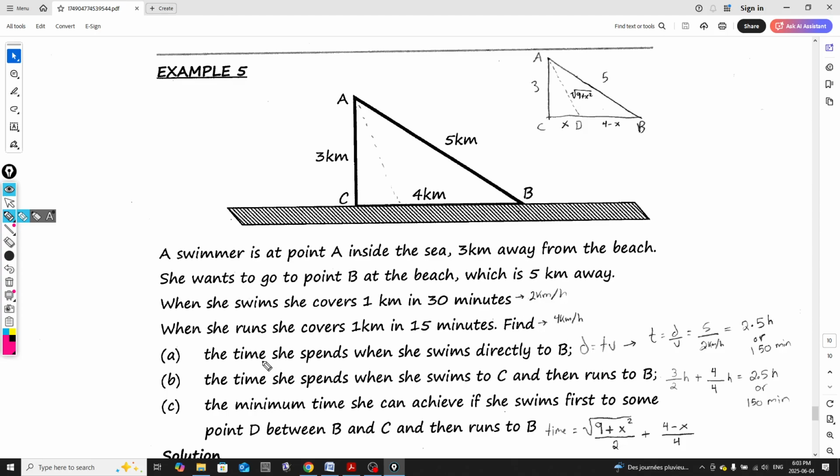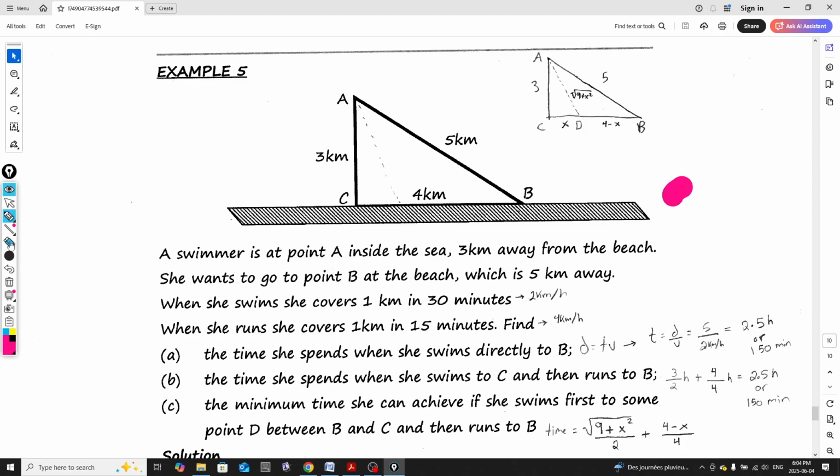So figure out the time she spends when she swims directly to B. Okay, so from A to B, she travels 5 kilometers. Now this is in the water, right? So at a speed of 2 kilometers per hour. Find the time she spends.